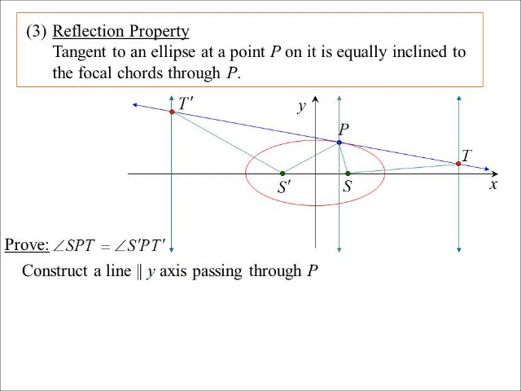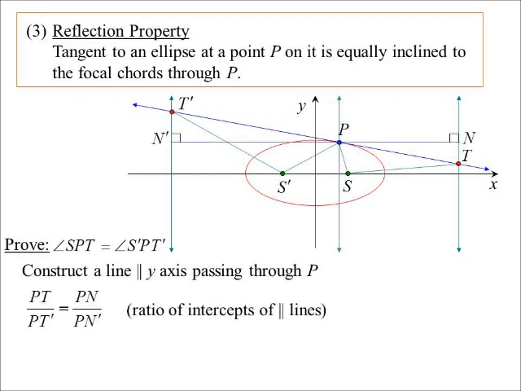I'm going to construct a third parallel line. So there it is, going through P. Now, I'm also drawing in my horizontal there. We know the ratio of PT to PT dash would be the same as PN to PN dash. That's why I drew the third parallel line in. That was basically our ratio of intercepts, parallel lines. Playing around with that, PT over PN would be the same as PT dash over PN dash.